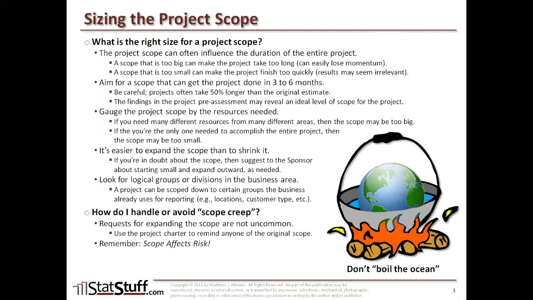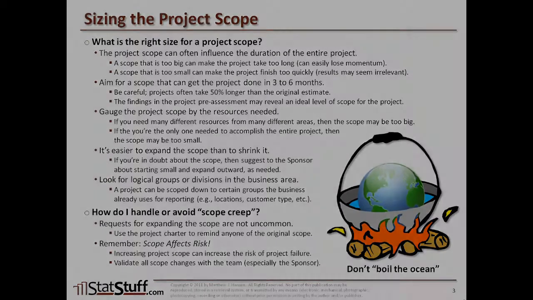Because you have to remember that scope affects risk. If you're increasing the project scope, well, that could also increase the risk of failure in your project. So you have to really take that into consideration before you too easily expand the scope. So validate any scope change that gets recommended. Validate those changes with the entire team, especially with the sponsor, and make them fully aware of the impact and the potential risk of project failure if you make that scope too big.